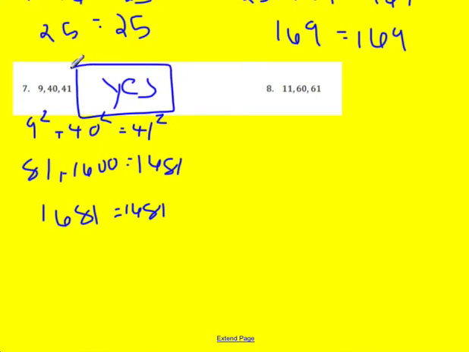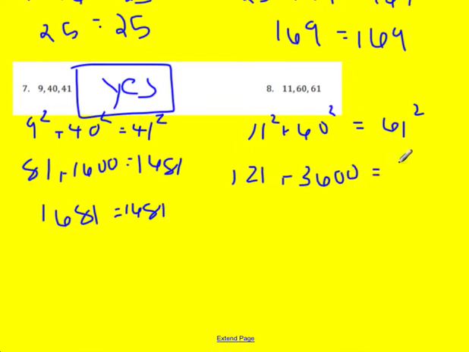Taking a look at number 8 now. For number 8, we're going to have 11 squared plus 60 squared. Remember, your two smaller sides squared equal your larger side squared. So 11 squared is going to give you 121. 60 squared is going to give you 3,600. And 61 squared is 3,721.